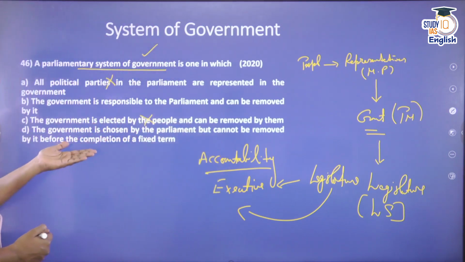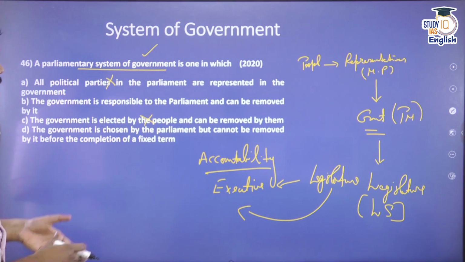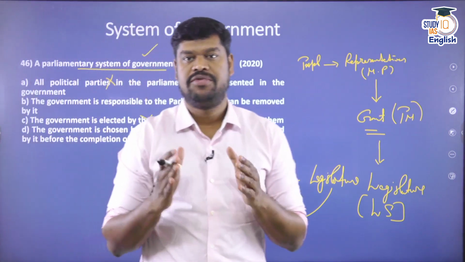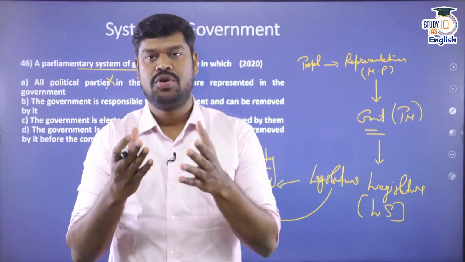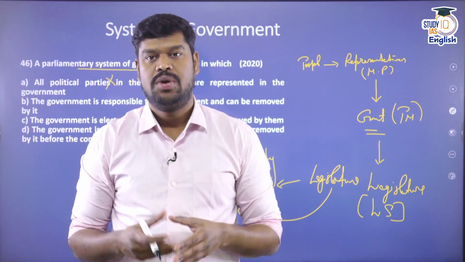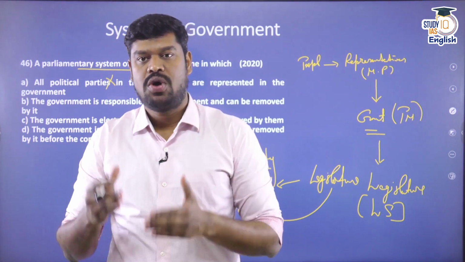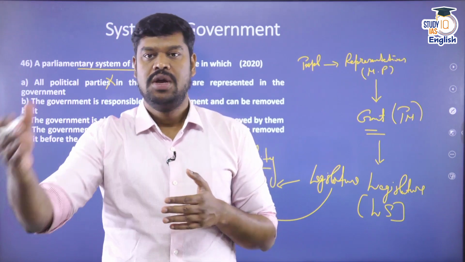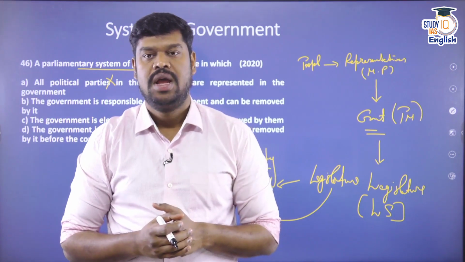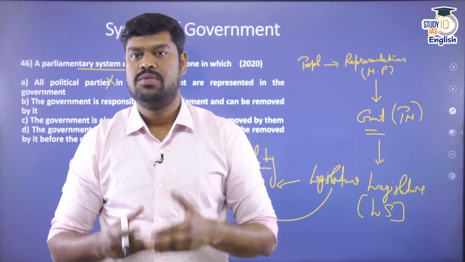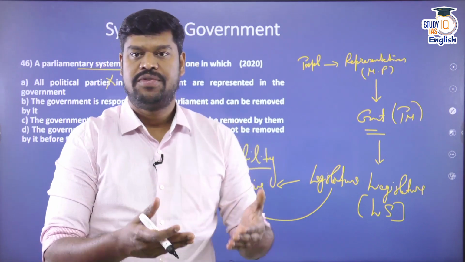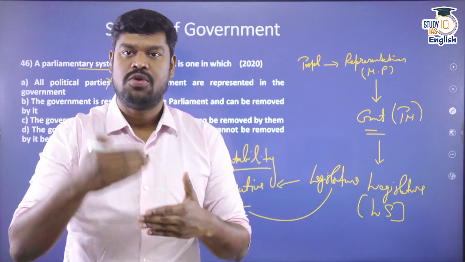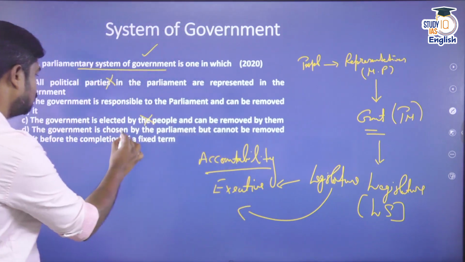So, this is wrong. The government is chosen by the parliament but cannot be removed before the completion of the fixed term. There is no concept of fixed term for any government. That's the beauty of the parliamentary democracy. As long as you can command the majority in the legislature, that is in the Lok Sabha, you can rule this country. And when you do not have the majority, you can be removed by the parliament, to be very specific, by the Lok Sabha, by passing a no confidence motion, thereby making the executive accountable to the legislature. So, this is also not true.